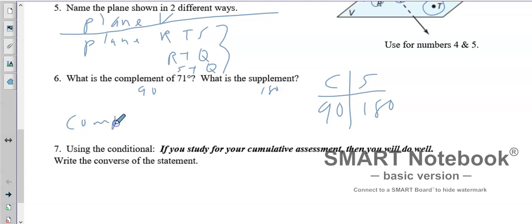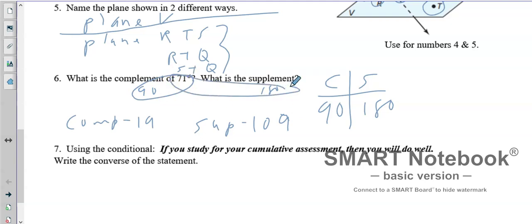So the complement is 19. 71 plus 19 is 90. The supplement is 109. 109 plus 71 is 180. You literally just subtract those numbers, and you subtract those numbers to get the two answers. But this is the key to remember. Or, hint, hint, maybe put it on a cheat card to remind yourself.